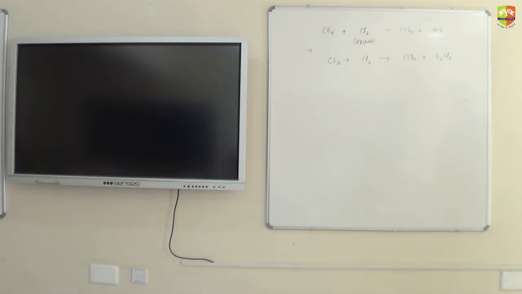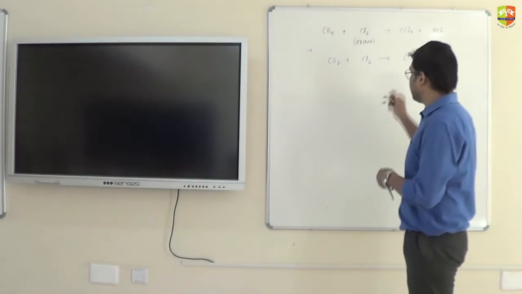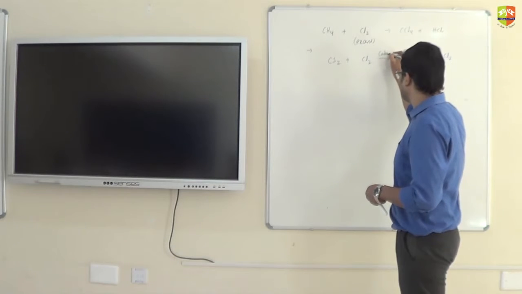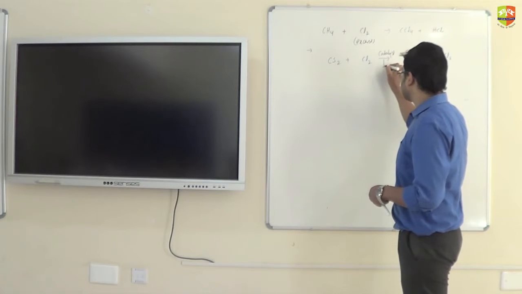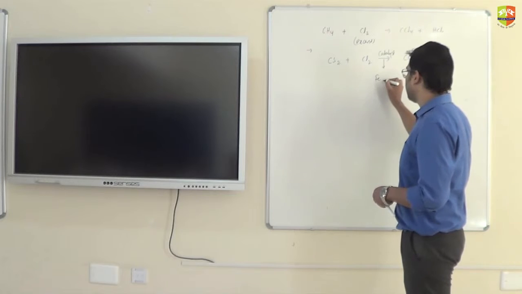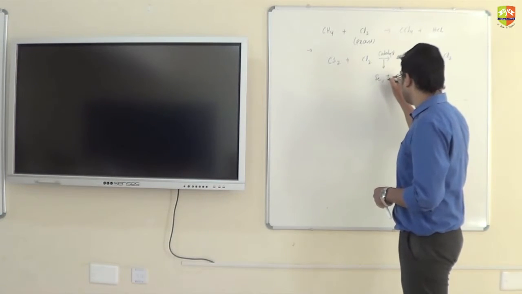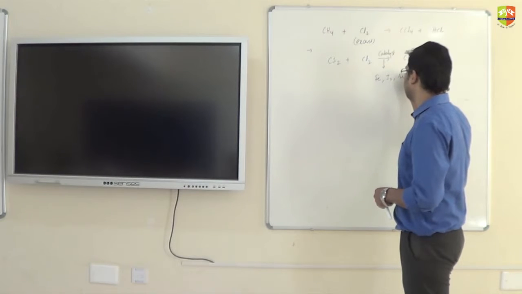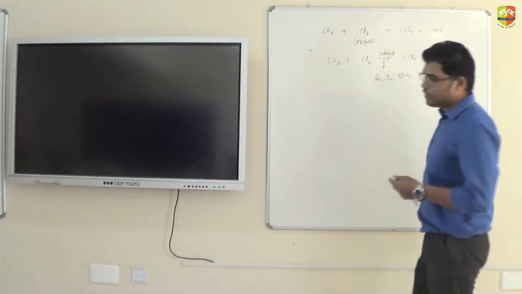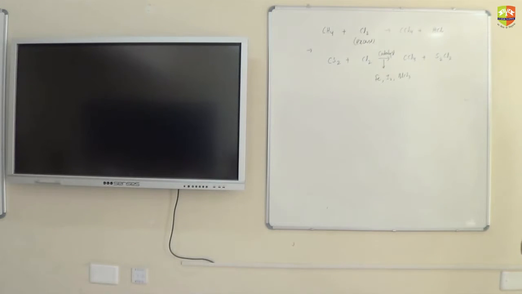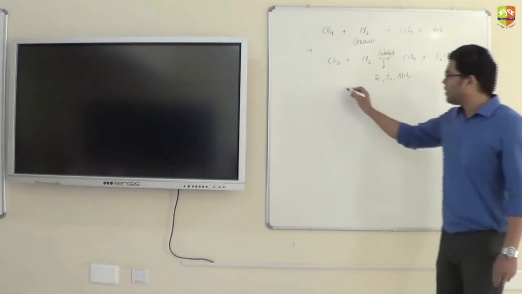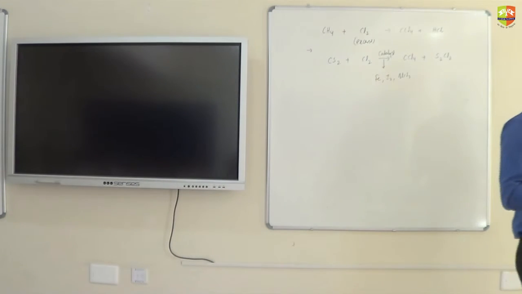We use a catalyst here for this reaction. The catalyst is not so important, but you write down that the catalyst can be iron, or we can take I2 also, or we can take AlCl3 also. Any one of these catalysts we can use for this reaction.